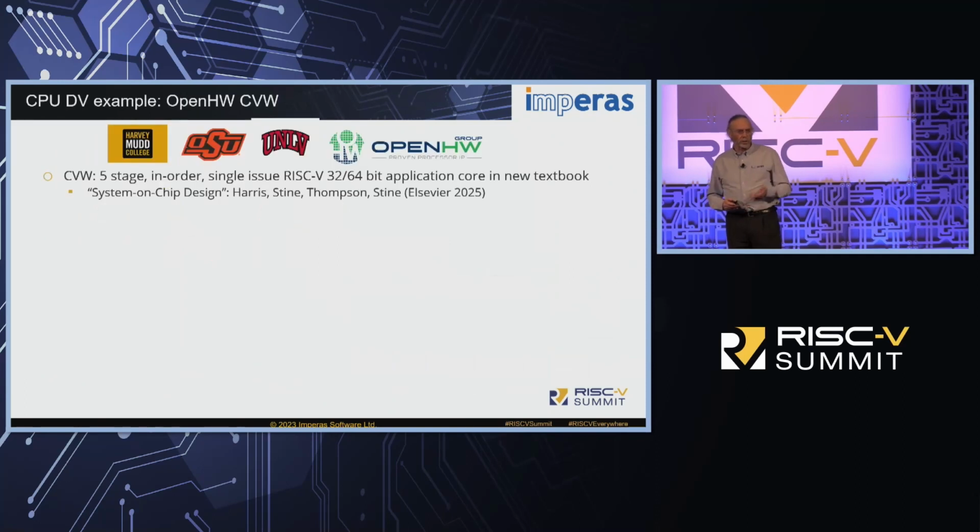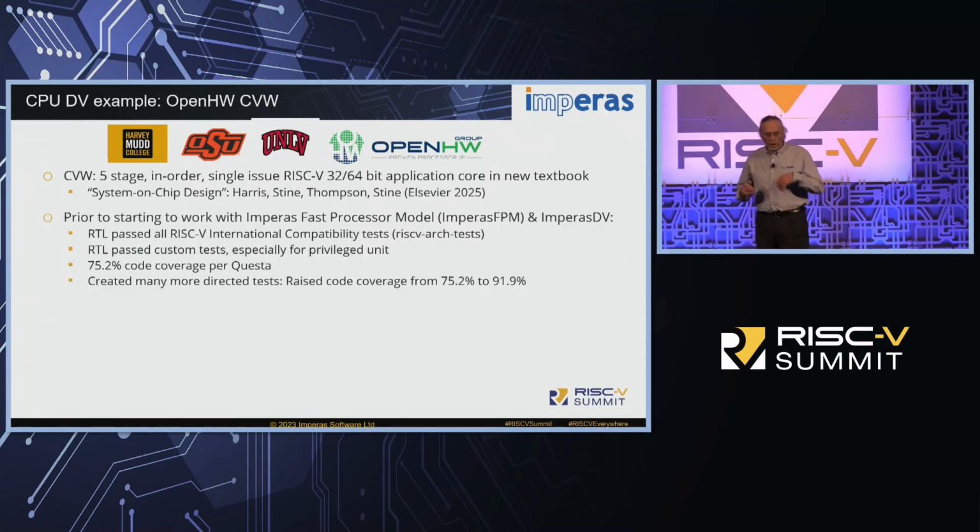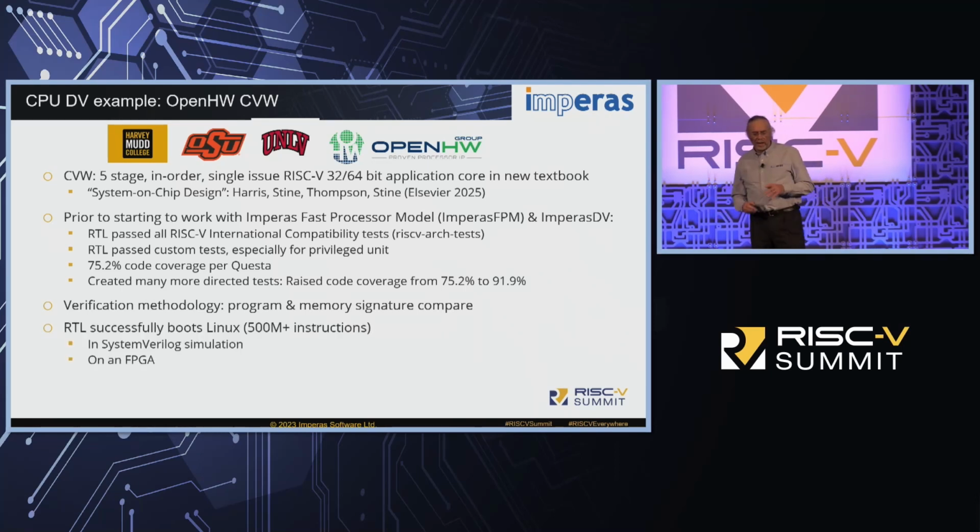And in verification, what I'm going to do is just give you a quick example of this. This is a core that we're working from, an academic university core here in the US, which is actually the focus of a book that's coming out on processor and architecture design. And prior to working with us, they've got the RTL going, they've got compatibility tests running, they were simulating in RTL, and they got up to like 90-odd% code coverage, which is actually pretty good. And they were using a methodology of signature compare, where they would write out some values on the RTL and write out from the simulator. And they had Linux booting, which is pretty good. Runs in Verilog, runs in FPGA, so that's a good place to be.